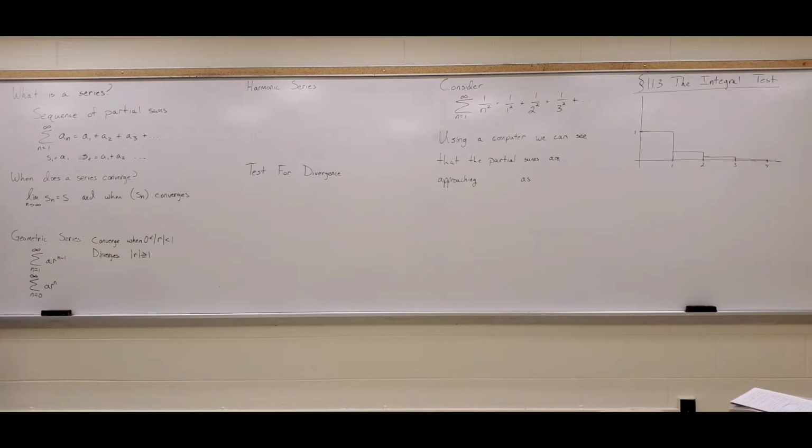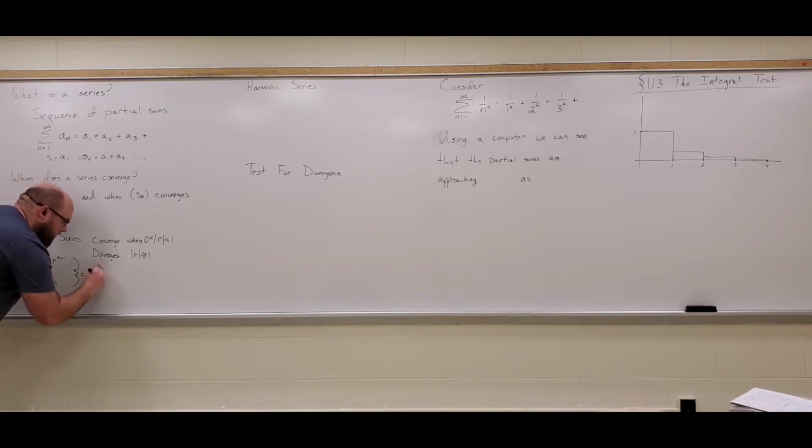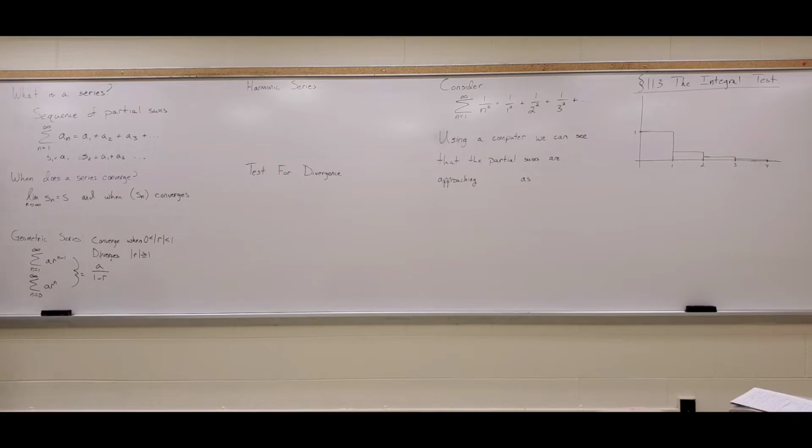The nice thing about both of these, whether n starts at 0 or at 1, is that if the series converges, it converges to a very specific value: a over 1 minus r. That's only if it converges.